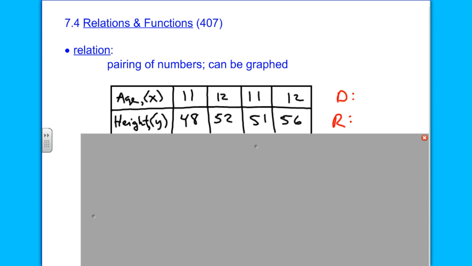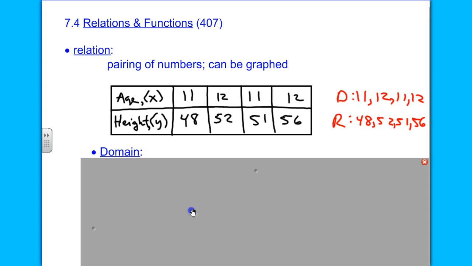Okay, so right now we are identifying the domain. What values are in the domain? Give me the values. Audrey. 11. And? 12. And? 11. And? 12. Okay, so there you go. That's the domain here, the X values. And identify the range. Gabrielle. 48. And? 52. And? 51. And? 56. Good. So you might just be asked to identify domain and range, and you can do it.